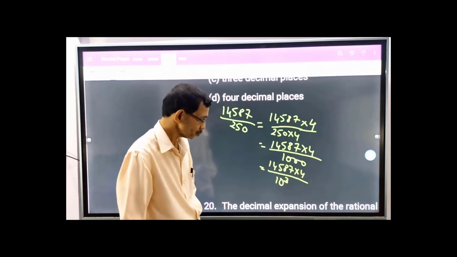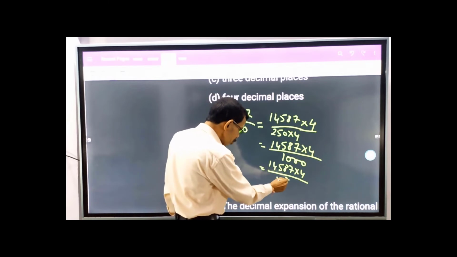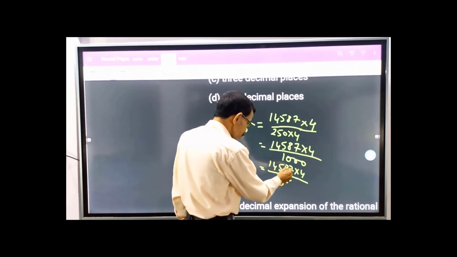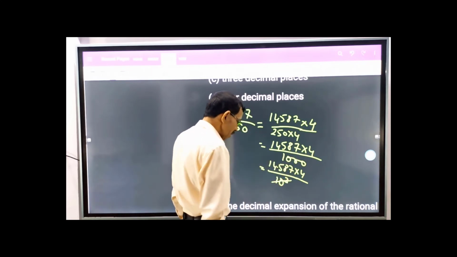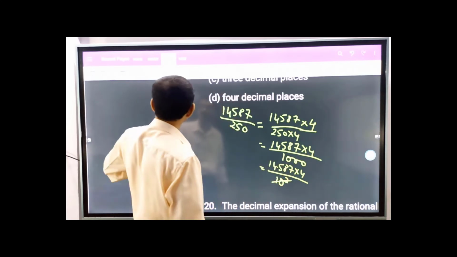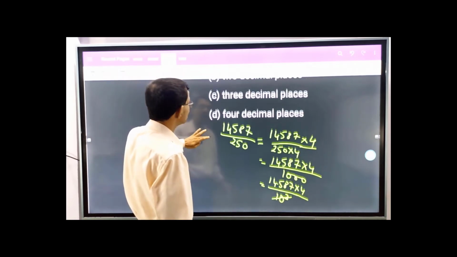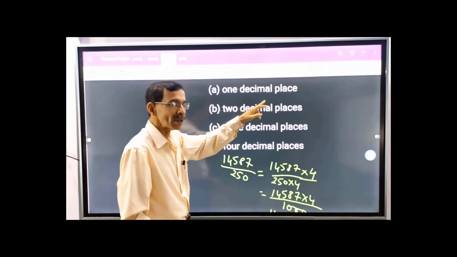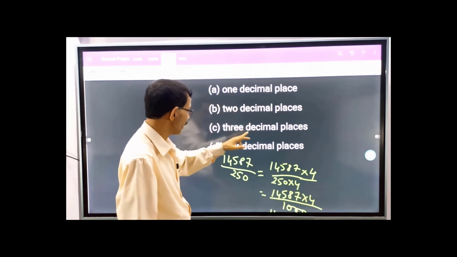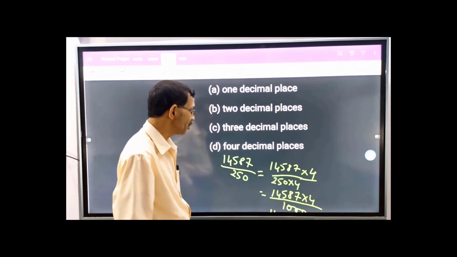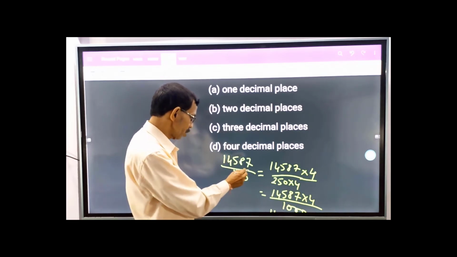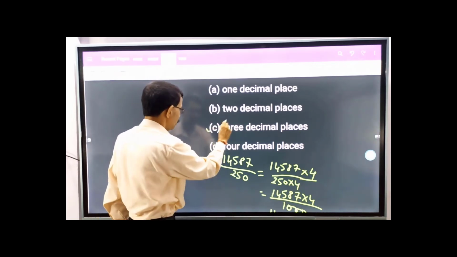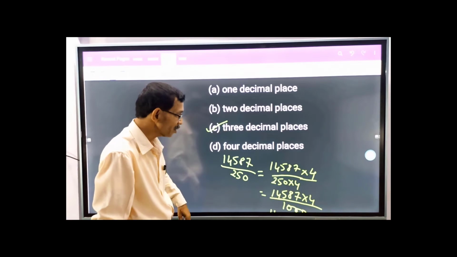Now if I remove this, I have to shift 3 decimal points towards the left. So 1, 2, 3, and 3 decimal points are like this. Therefore 1 decimal place is wrong, 2 decimal places are also wrong, and the correct option is 3 decimal places. So this is the correct option. Let's move to the next.